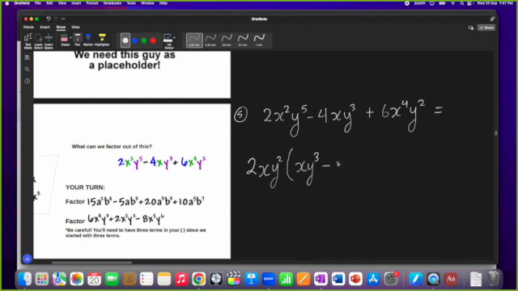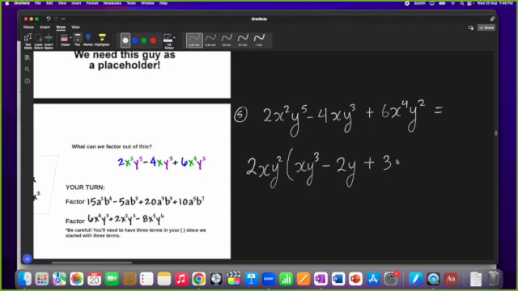2 multiplied by 2 will give me the 4. X times 1 will give me the x, so I don't need to put no x there, all right? And then y squared times y will give me y cubed. And then I have the plus here, and I have 2 times 3 will give me 6.